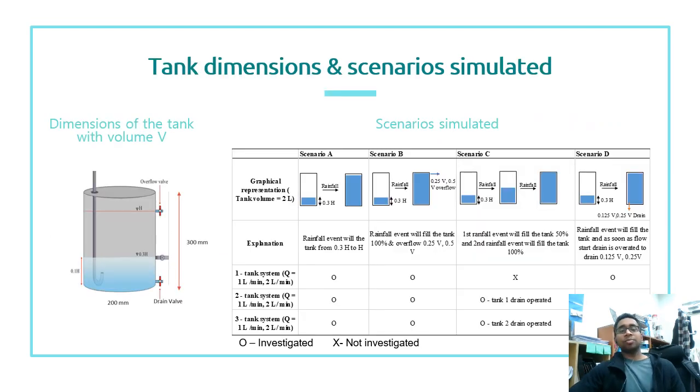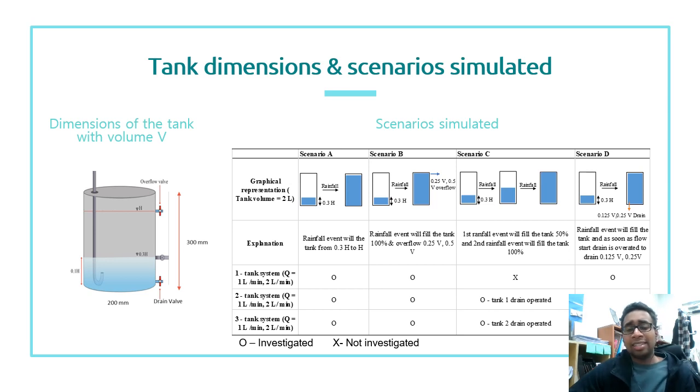So moving on, these are the tank dimensions and the scenarios we have simulated. The tank dimension is as follows, and we have used a scaled down tank, and the scaling factor is about 10. While we scaled it down, we have maintained geometric and hydraulic similarity to a real scale tank. So the hydraulic aspects of an actual rainwater harvesting tank are kept. And these are the scenarios that we have simulated.